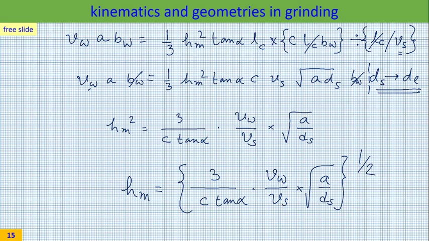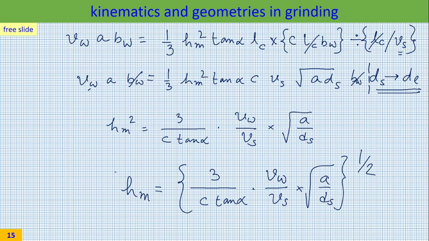If you try to do a dimensional balance, this is a non-dimensional number. It is a ratio of two speeds or velocities. This is a non-dimensional number. This is a ratio of downfeed by ds. This is C. C is having a dimension of grit per millimeter square. So that per millimeter square goes to the top and that to the power half. So hm comes out in millimeter provided C is in grit per millimeter square.